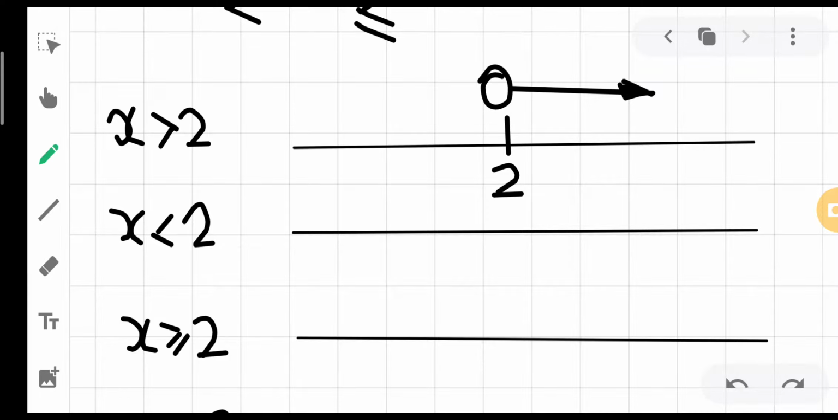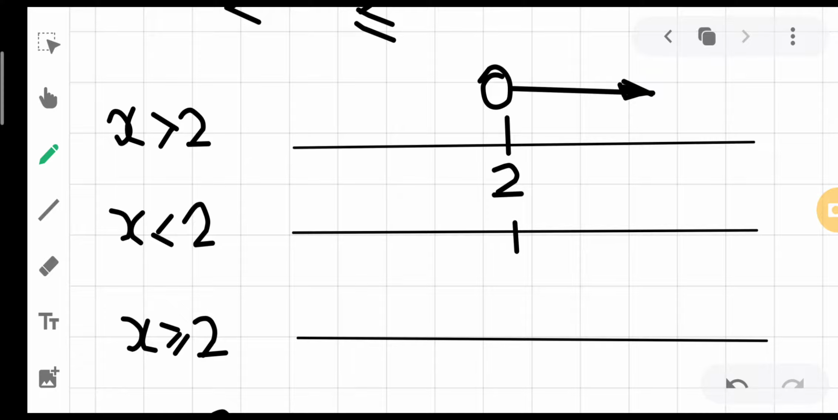We will not shade it. The reason is x is greater than 2 means whatever the value of x is, it is greater than 2. It could be 2.00134, any value, but greater than 2. It means this circle is unshaded because 2 is not included. This one, now moving toward the next one, x lesser than 2.